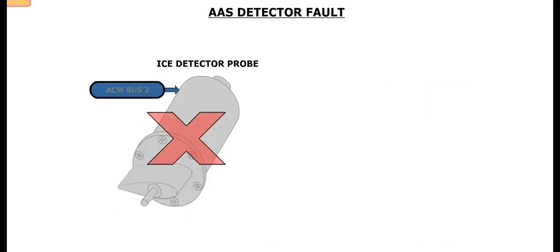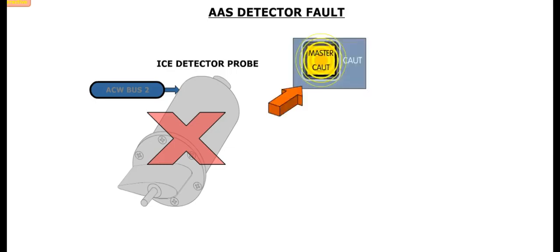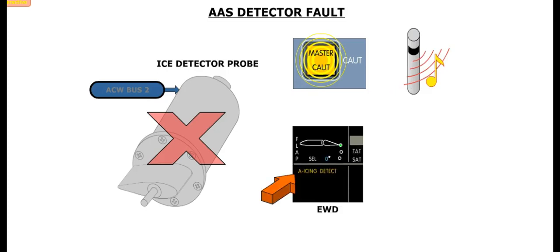In the event of an AAS detector fault or a loss of power to the system, both master caution lights flash. A single chime sounds, and an amber anti-icing detect message is displayed on the EWD.